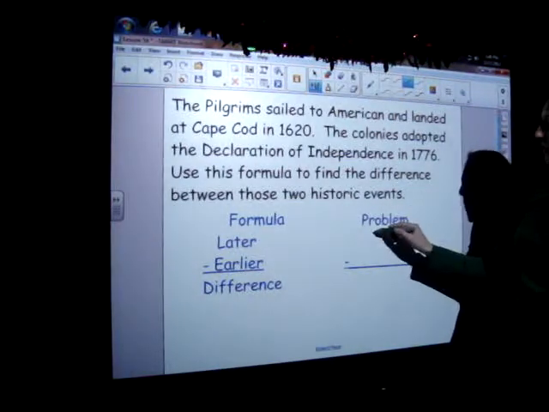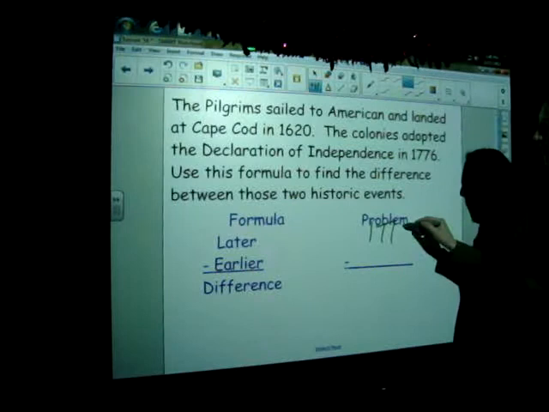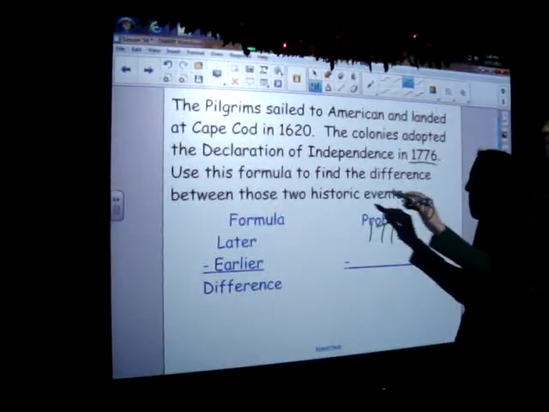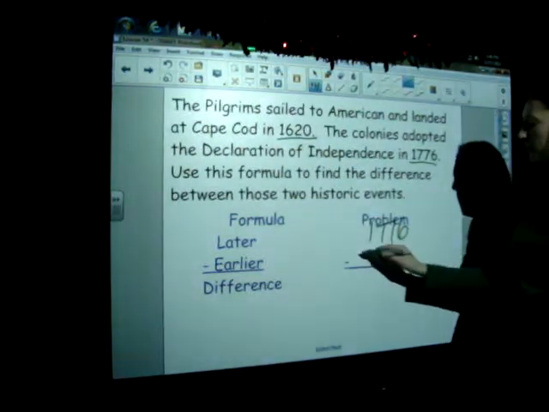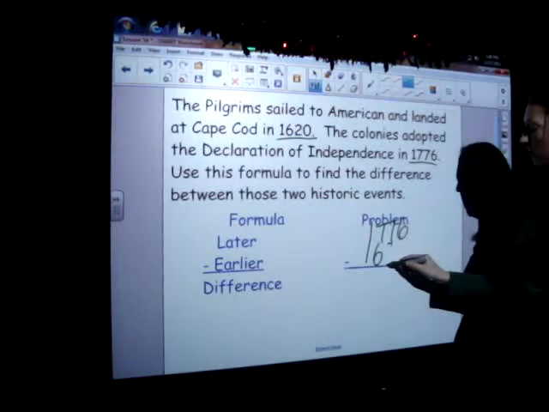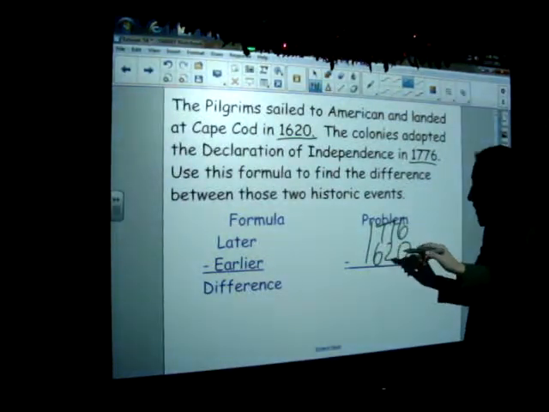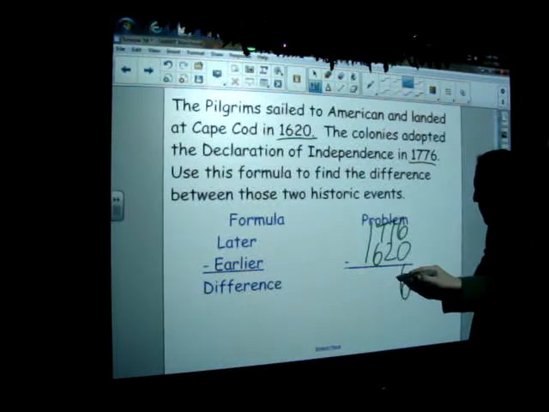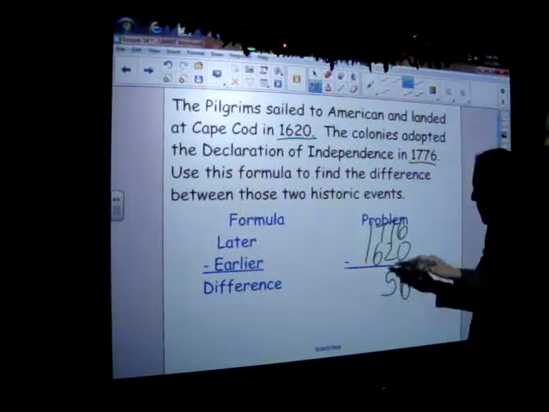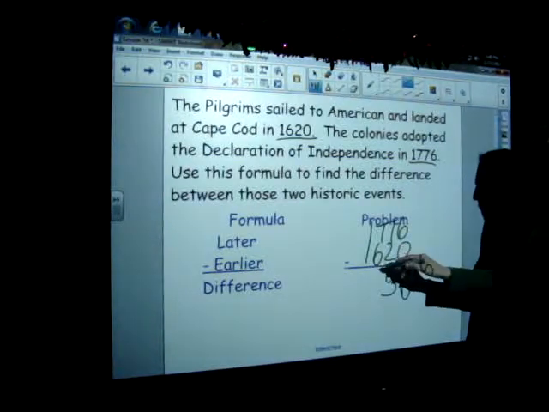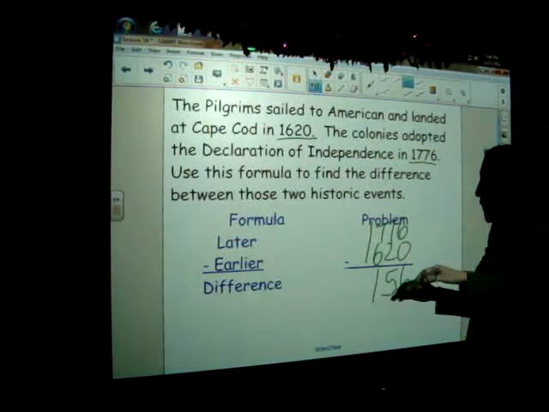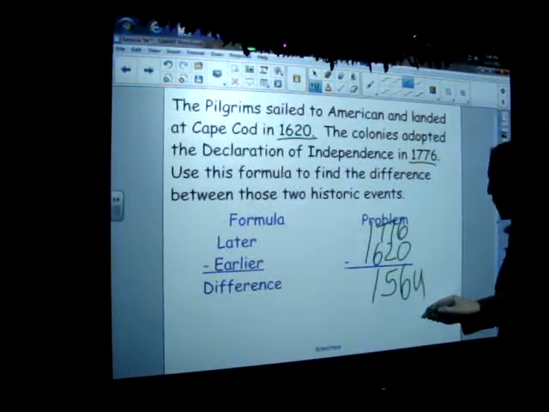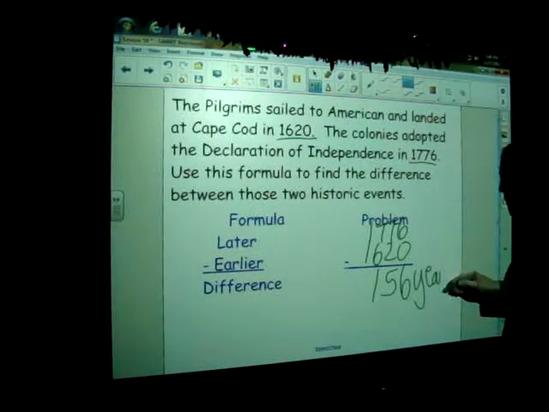So go ahead and find your dates. 1776 minus 1620. So 6 minus 0 is 6. 7 minus 2 is 5. 7 minus 6 is 1. So the difference in these two historic events was 156 years.